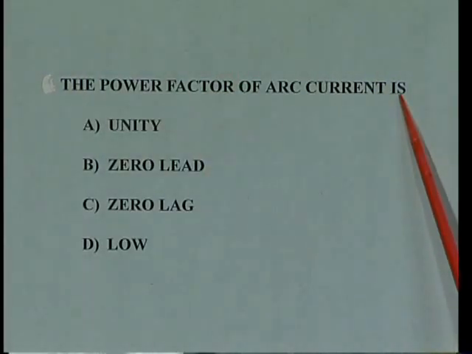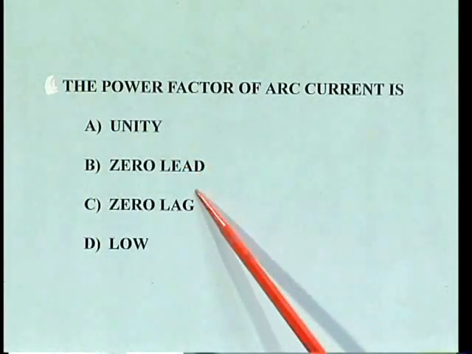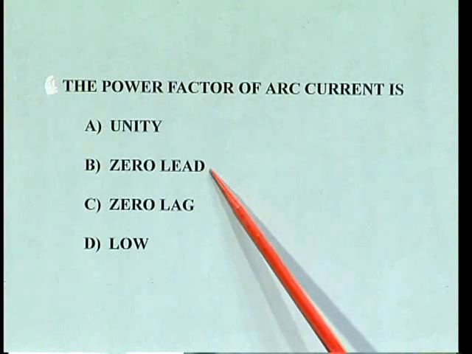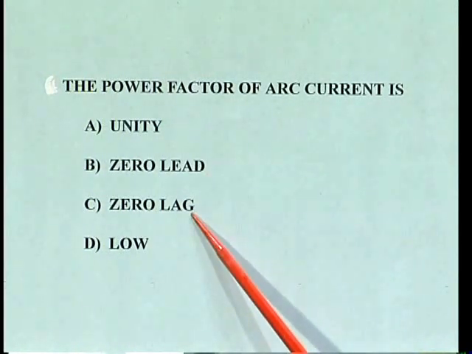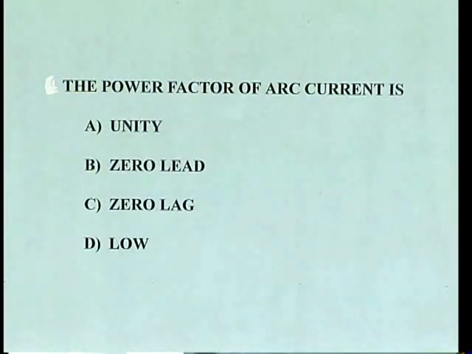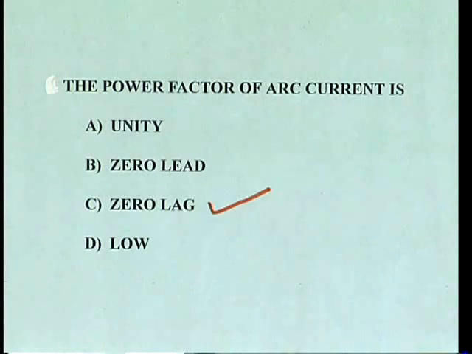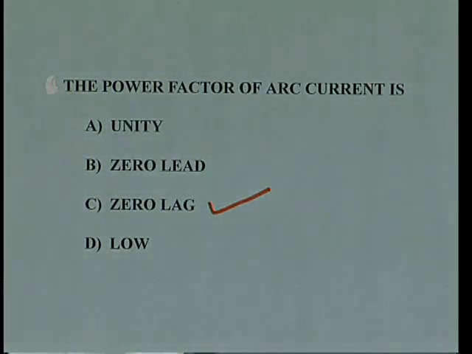The power factor of arc current is A. Unity, B. Zero lead, C. Zero lagging, D. Low. Now the correct answer is, the power factor of arc current is zero lagging. So these are some questions from this chapter.